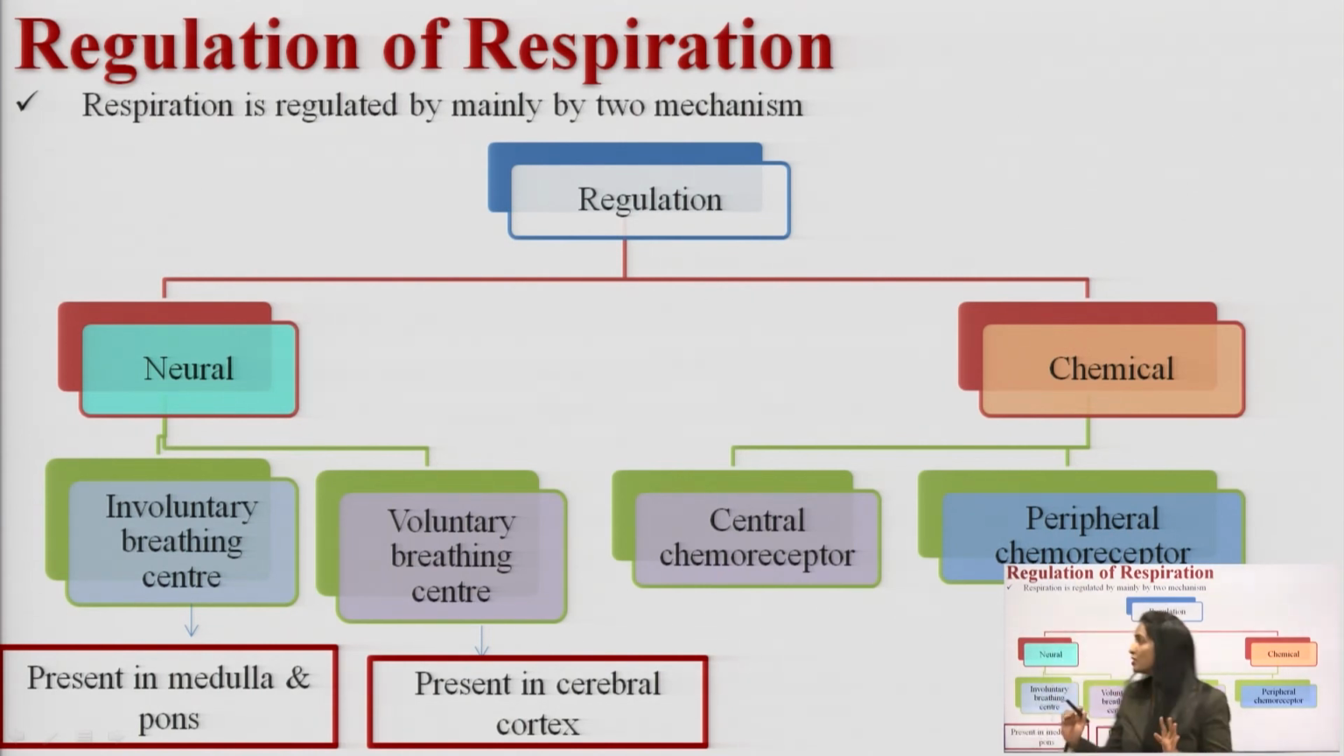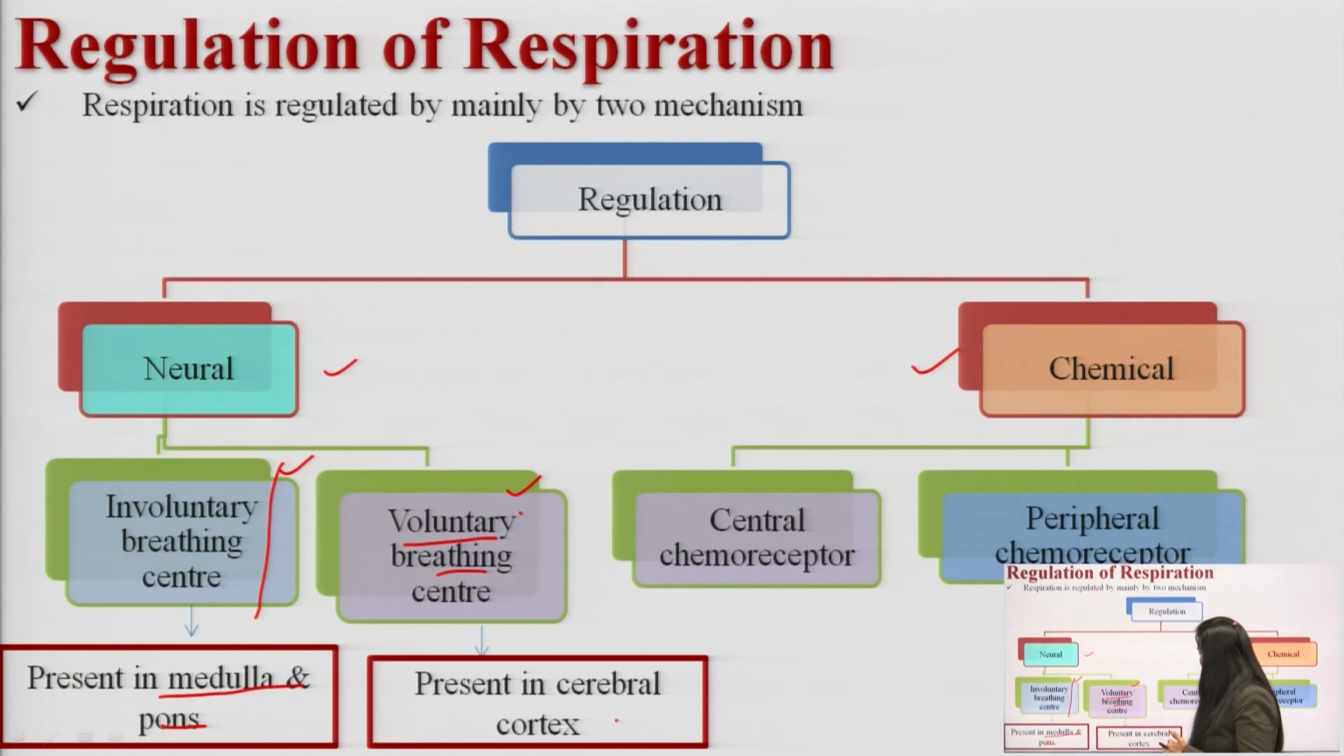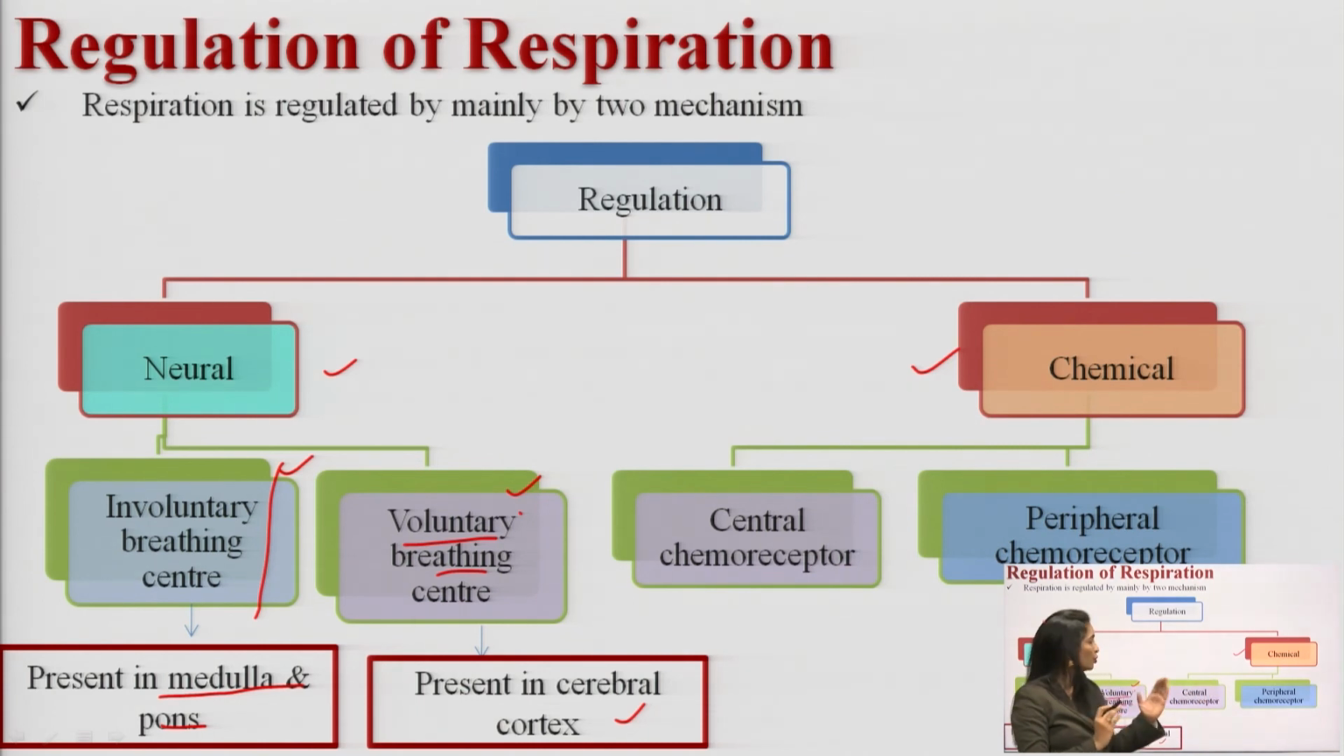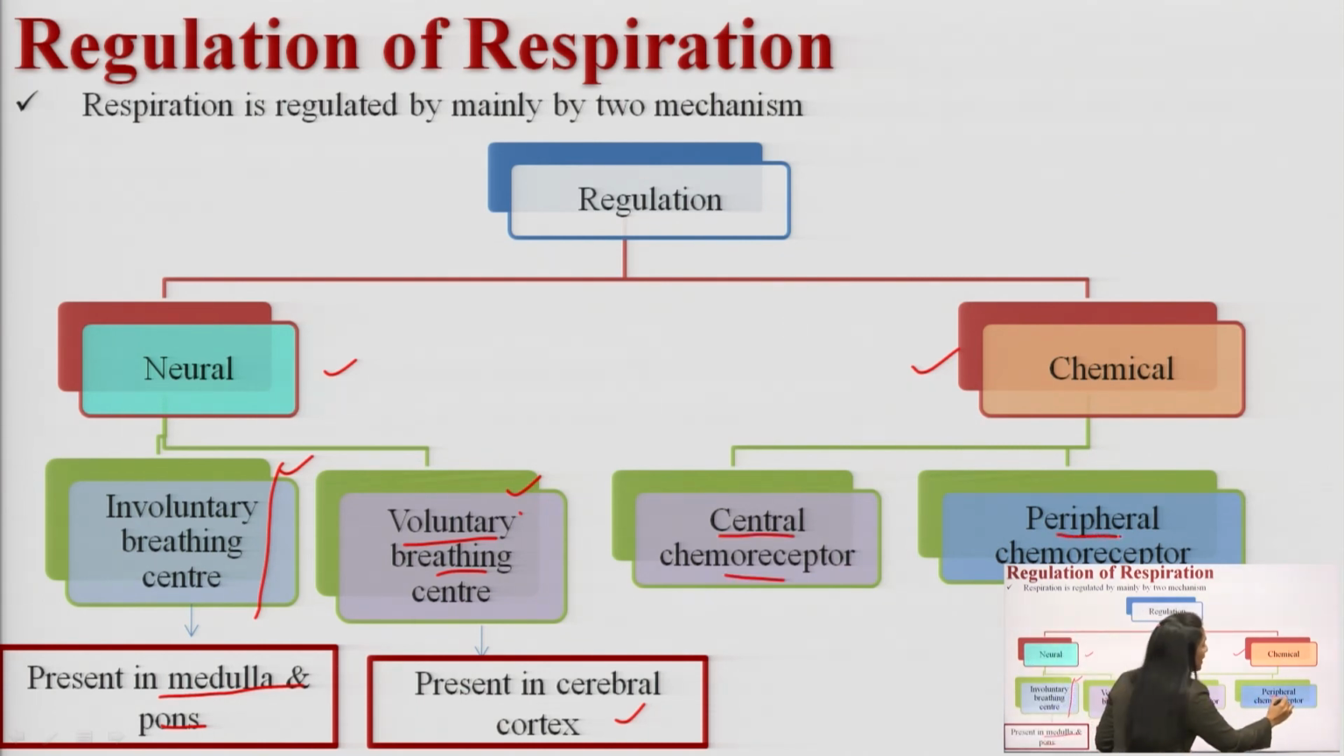If I am talking about the regulation of respiration, it has been divided into neuronal and chemical, and the neuronal is further divided into involuntary center and voluntary breathing center. The involuntary breathing center is present in the medulla and pons. And what about the voluntary breathing center? Voluntary breathing center is present in the cerebral cortex. Moving to the chemical, it is further divided into two types, central chemoreceptor and peripheral chemoreceptor.